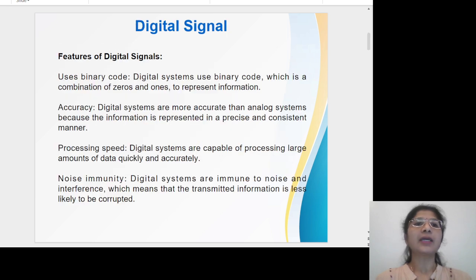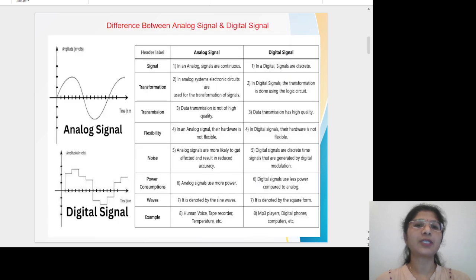signals. The features of digital signals are it uses a binary code, that means a combination of zeros and ones only for representation. The accuracy of digital systems is more than analog systems because the information is represented in a precise and consistent manner. Processing speed of digital signals is quick and accurate, and they have noise immunity.